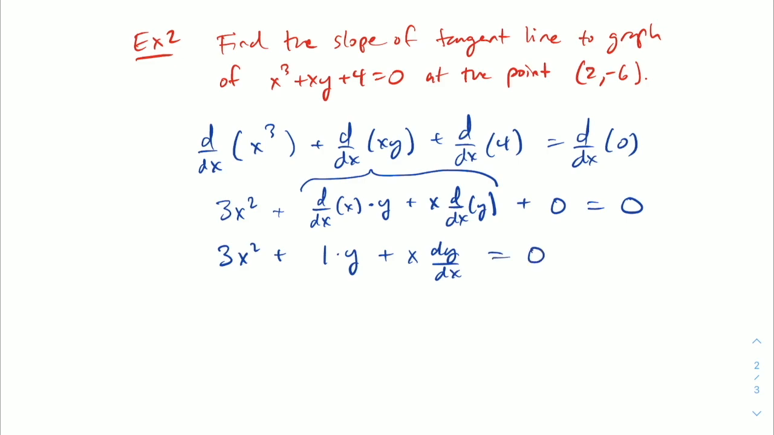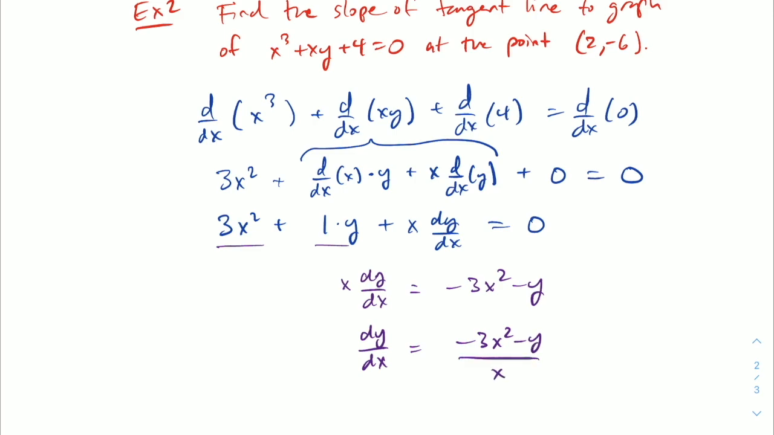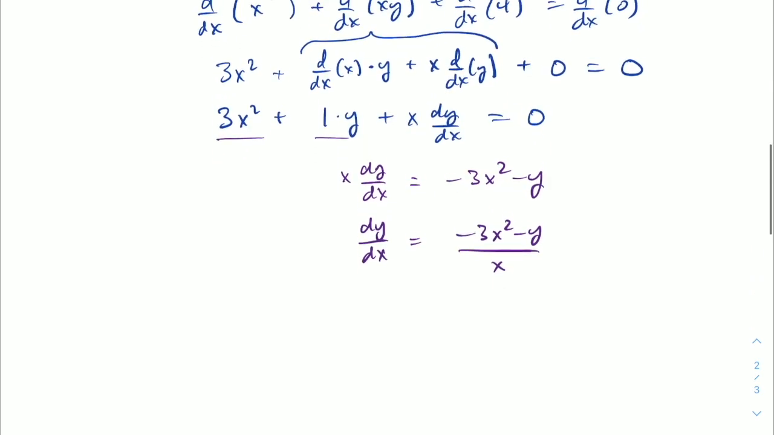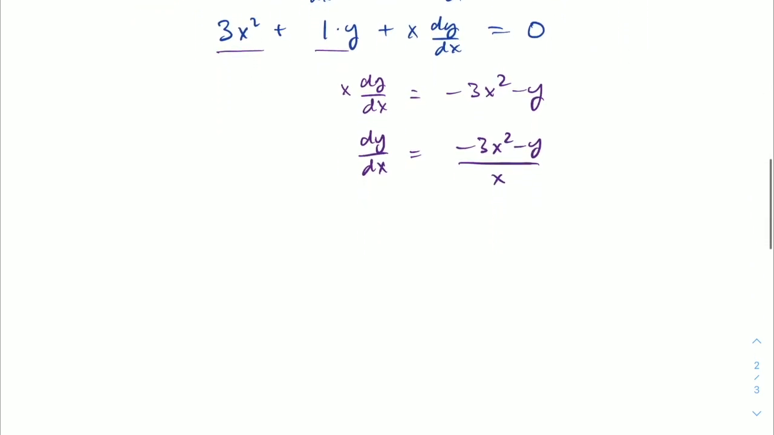All right, so we have the dy/dx here. We want to isolate dy/dx. So we're going to move the 3x squared and the y over to the right-hand side. So we'll get x dy/dx equals negative 3x squared, negative y. And then we'll divide both sides by x, thus isolating the dy/dx, and we'll have our derivative. And now we're looking at this point (2, -6), so we want to put (2, -6) into this derivative.